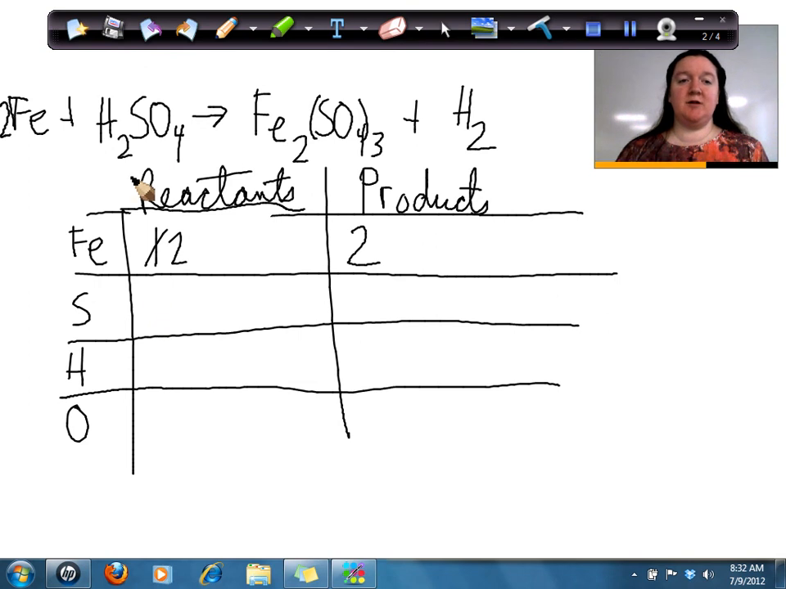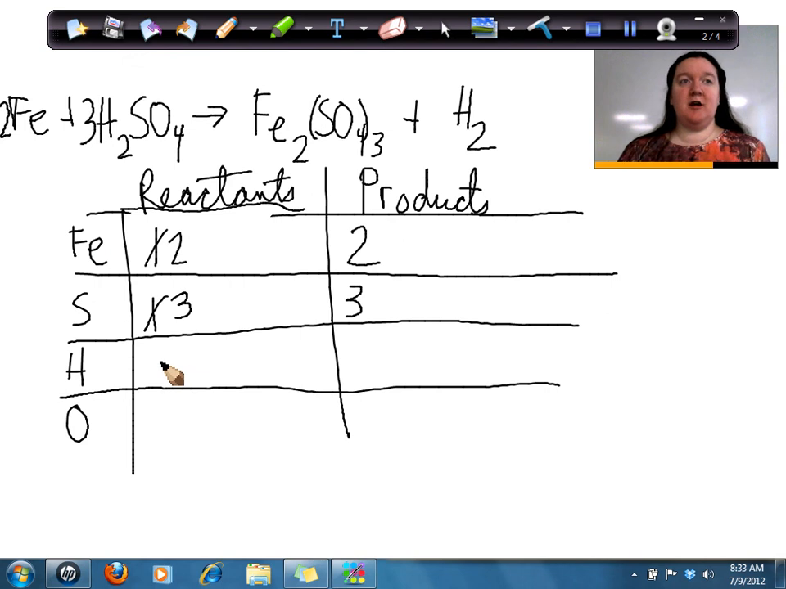Now I want to look at my sulfur. Here I only have 1 sulfur on the reactant side. But if I look at the sulfur on this side, it has a subscript 3 outside of the parentheses, so that's telling me that I have 3 sulfur. So I want to get the sulfurs balanced. Since I have 3 sulfur on that side, I need to put a coefficient of 3 in front of the H2SO4. So change that to a 3. Doesn't affect the iron because iron isn't attached to anything else.